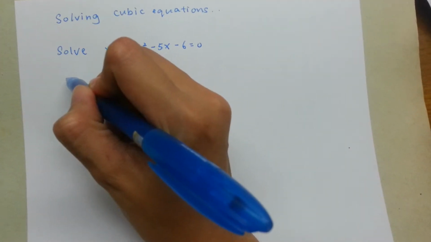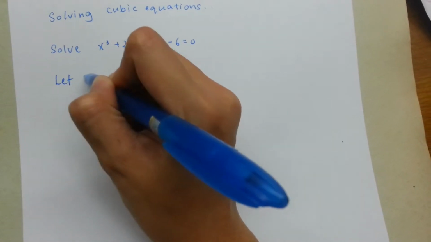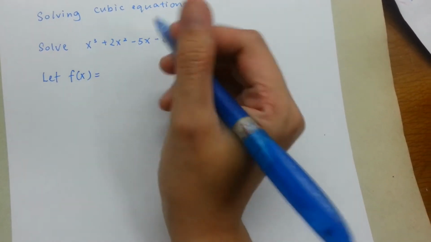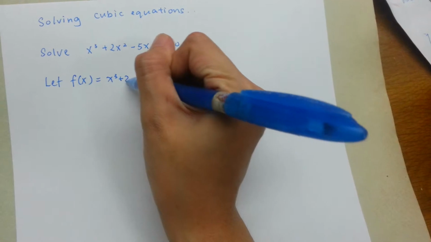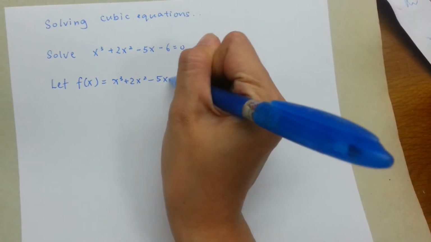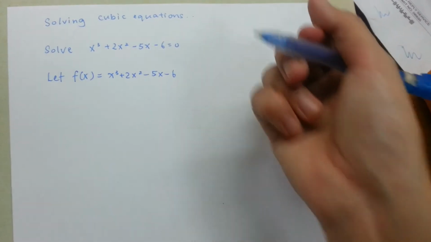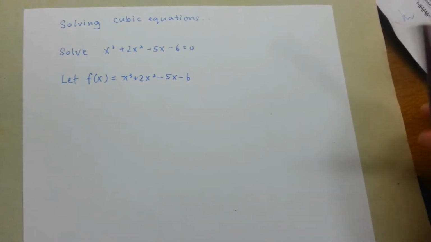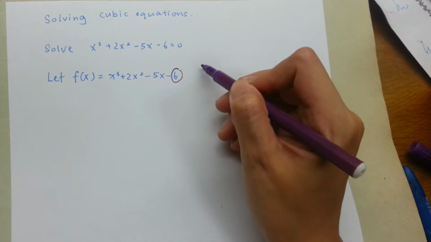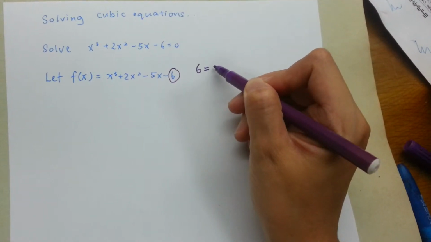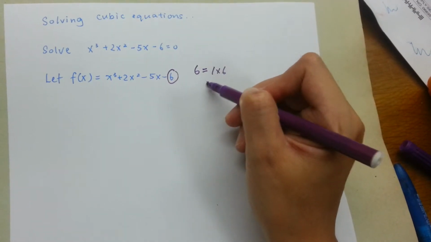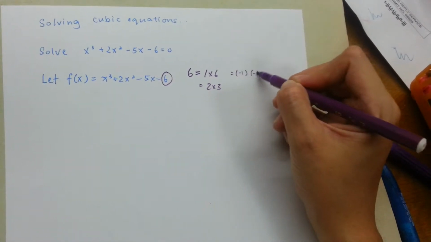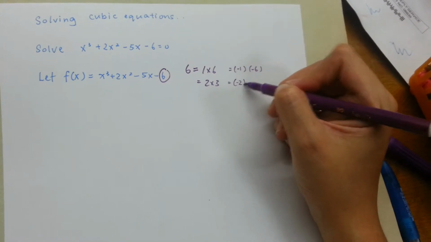Now, step 1, you should define your fx. So I should let fx be this expression on the left without the 0. Next, I'm going to think of the factors that will give me the constant term. Here, the constant term is 6. And we can factorize 6 into 1 times 6 or 2 times 3. And of course, negative 1 times negative 6 and negative 2 times negative 3.